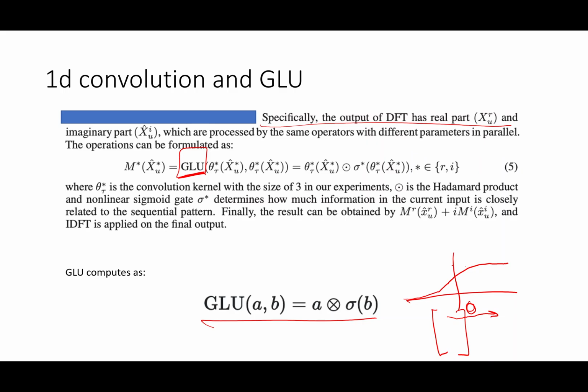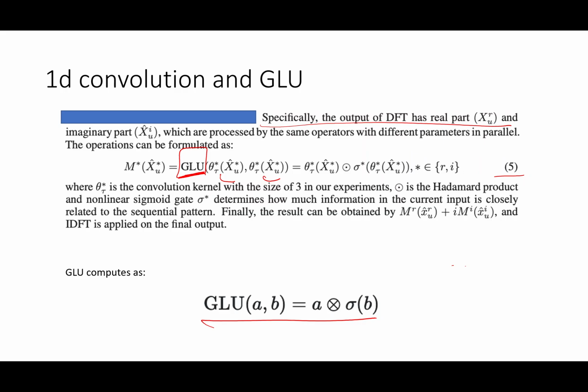So theta here is the 1D convolution with kernel size 3, a 1D convolution on that DFT in the graph spectral domain. And we are going to do a Hadamard product with a sigmoid of itself. This is just how the paper is structuring it. And star can be real or imaginary. So this is the same equation for imaginary and real parts, and these both can go in parallel. And when we have the output of the GLU, we can reconstruct the original signal by doing an A plus iota B sort of calculation over here and adding the real part to the imaginary part.